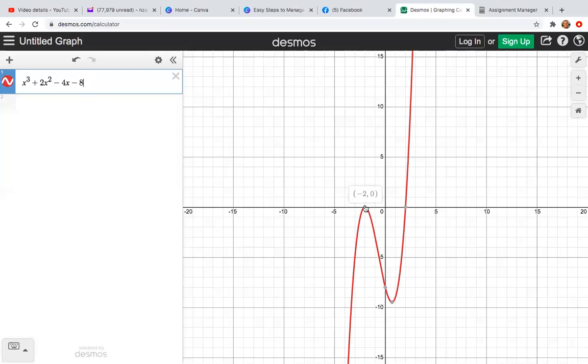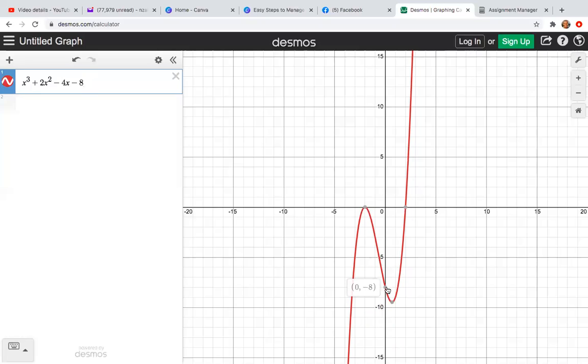Well, that's better. -2. And then there's your positive 2. There's your y-intercept right here at -8. Guys, listen. The graphing calculators actually help you to do your work more efficiently. That's the purpose of these graphing calculators.